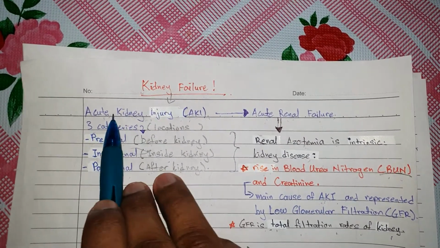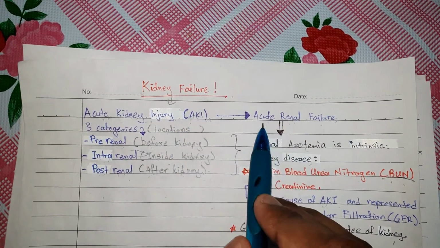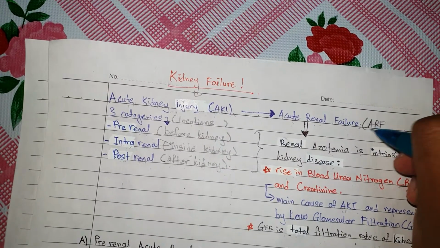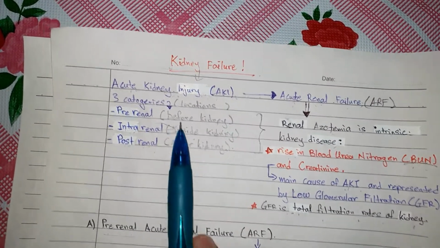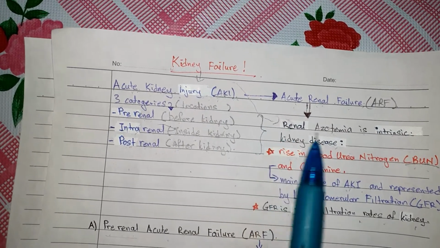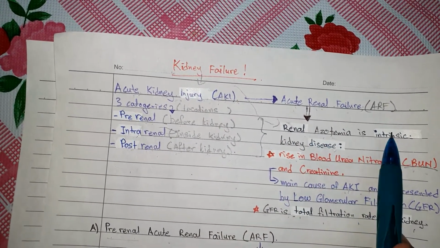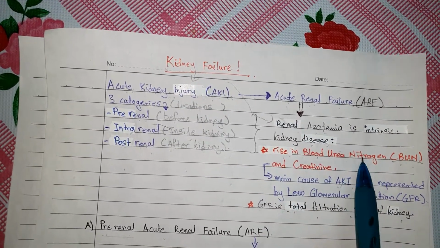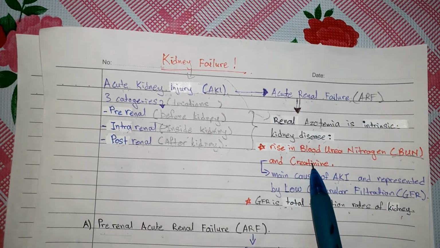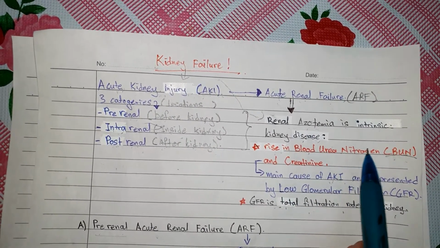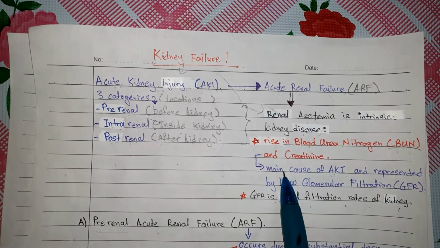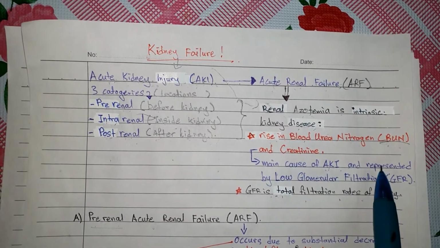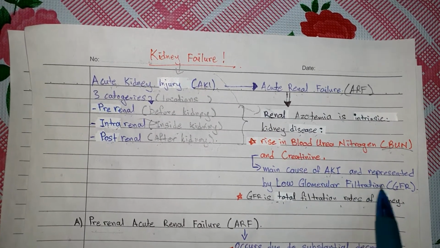Acute kidney injury (AKI) is also known as acute renal failure or ARF. The hallmark manifestation of kidney failure is known as renal azotemia. Renal azotemia is an intrinsic kidney disease where there is a rise in blood urea nitrogen, or BUN, and creatinine. The increase in BUN and creatinine are the main markers of acute kidney injury, and these two are represented by low glomerular filtration rate, GFR.